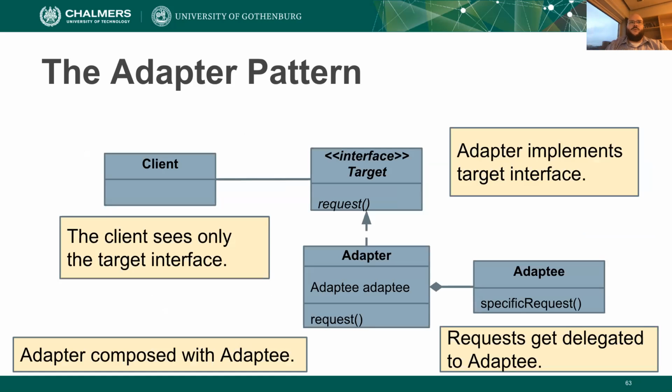This looks pretty simple in our code. We have a client which sees only the target interface. The adapter is going to implement that target interface, so it implements the methods we expect. And then the adapter has a pointer to whatever it's wrapped around, its adaptee, and requests get delegated to the adaptee through the adapter.